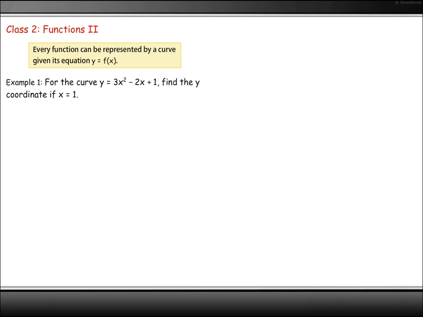Example 1. For the curve y equals 3x squared minus 2x plus 1, find the y-coordinate if x is equal to 1. Draw a sketch of the curve C. You know the x-coordinate of the point. You need to find the y-coordinate of the point. To find y, replace x by 1 in the curve equation.